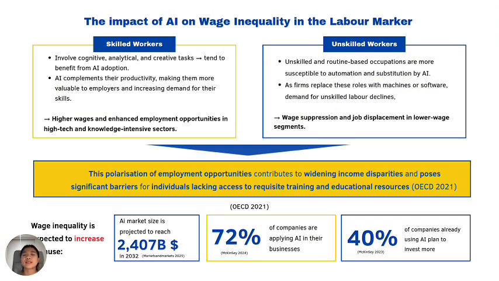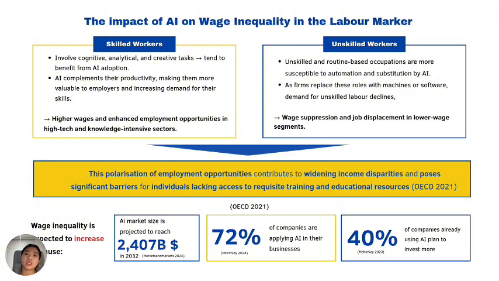So, from the two graphs I just presented, it can be concluded that AI's growing presence is causing a split in wages. Those with skills that complement AI see rising demand and higher pay, while the routine unskilled roles are being automated by machines, driving down both wages and job availability. So, this polarization of employment opportunities contributes to widening income disparities and poses significant barriers for individuals lacking access to requisite training and educational resources.